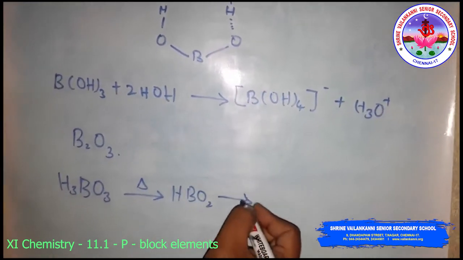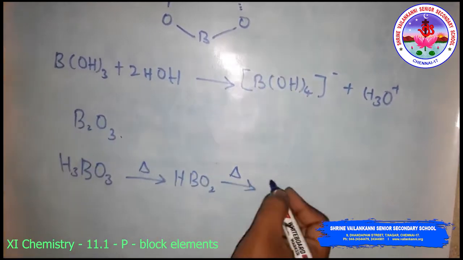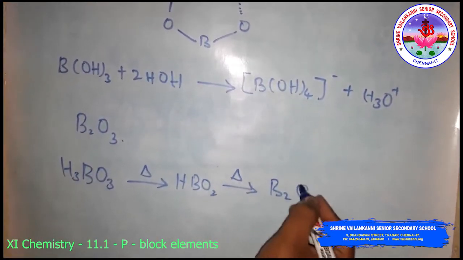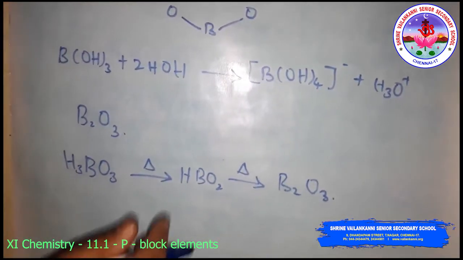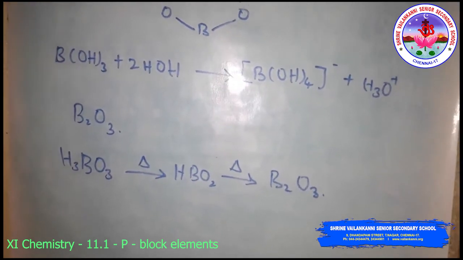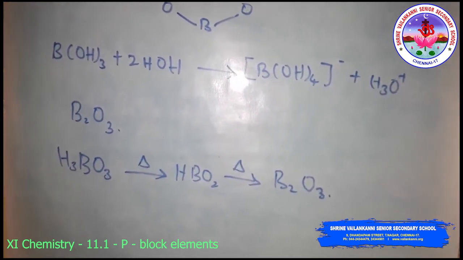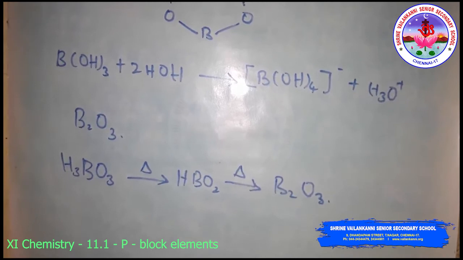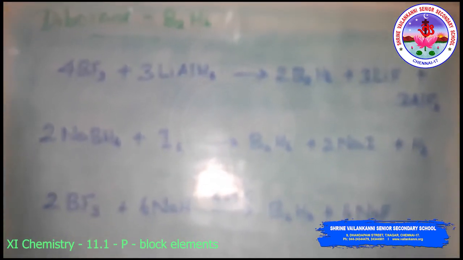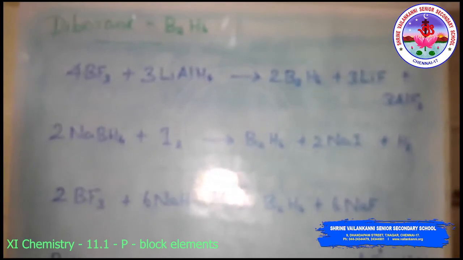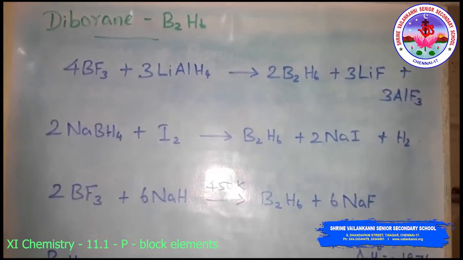Further on heating, you will get B2O3, that is boric oxide. And next is diborane, B2H6, that is called diborane. The simplest boron hydride is called diborane.